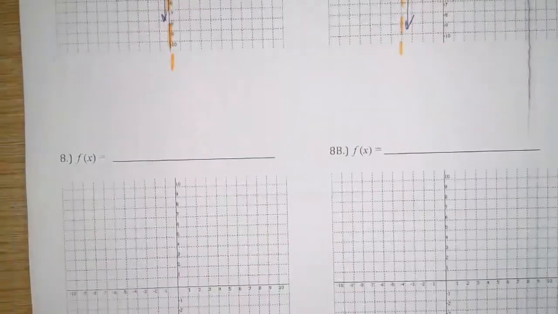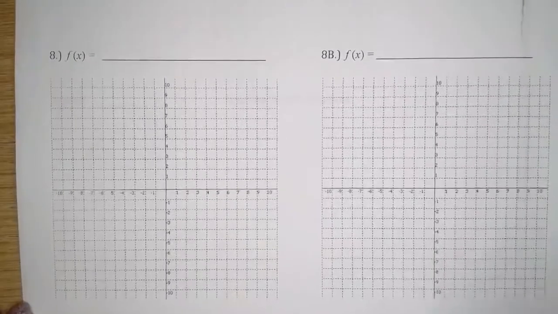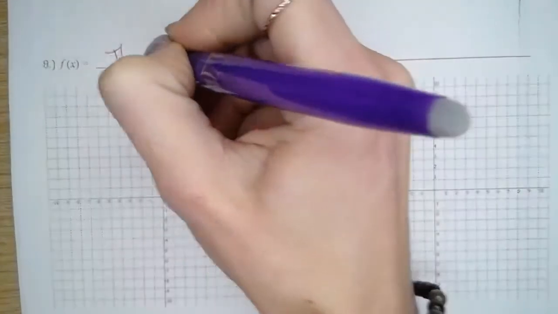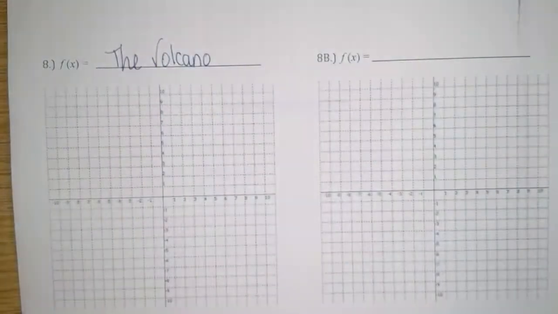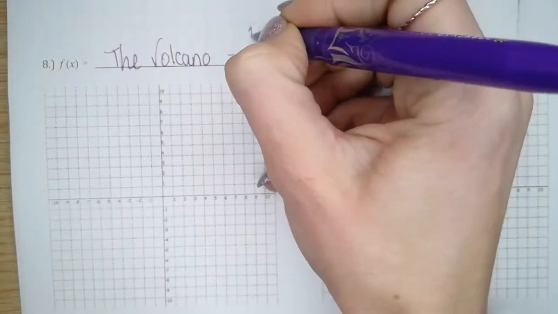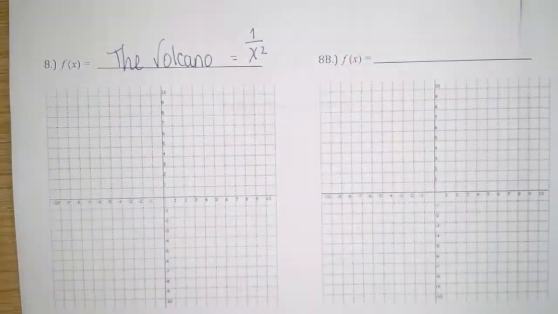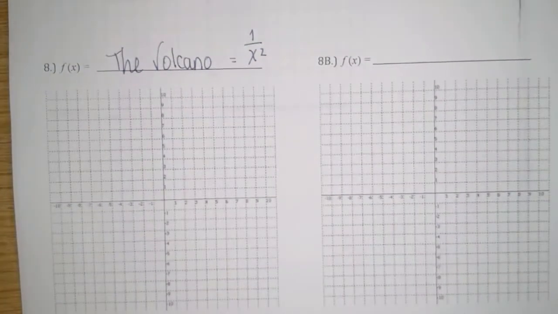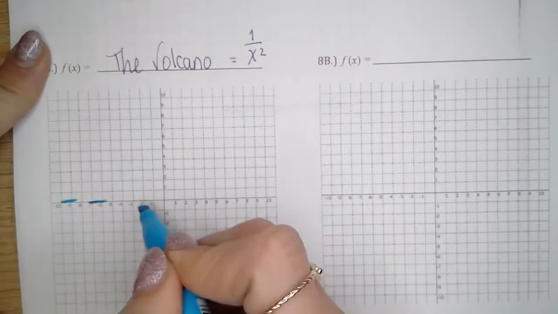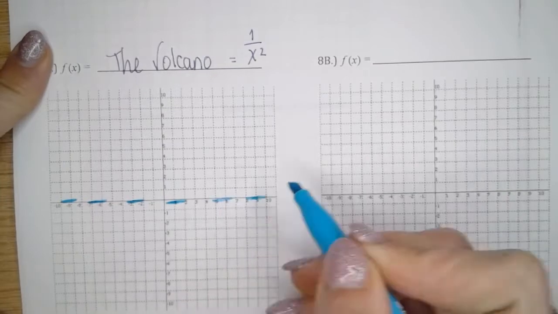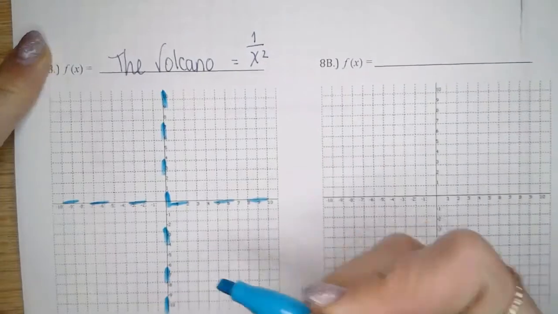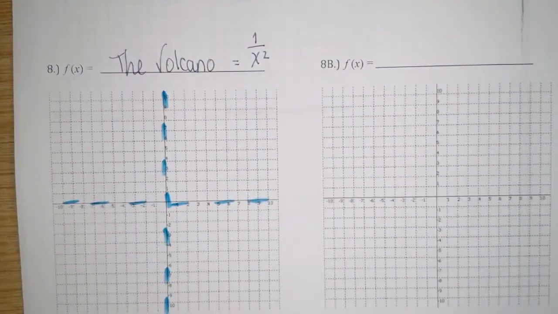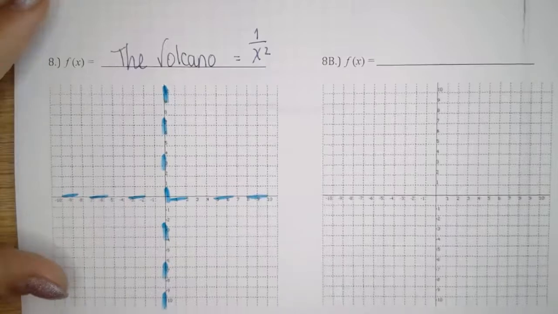Last one. I call this graph, you know I'm not alone, a volcano, because it looks like a volcano. And the volcano is 1 over x squared. So over here, I'm still going to have the same asymptotes. But being that I have a square on the bottom, I'm going to have that same behavior, like up and up and down, that'll influence this graph here.